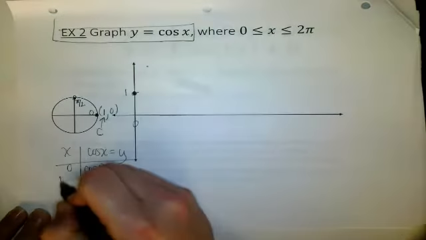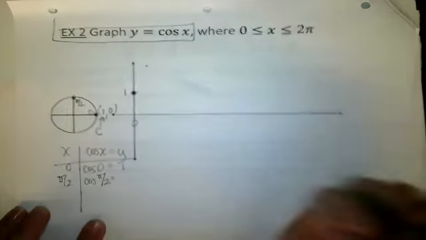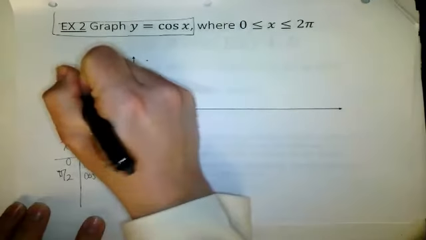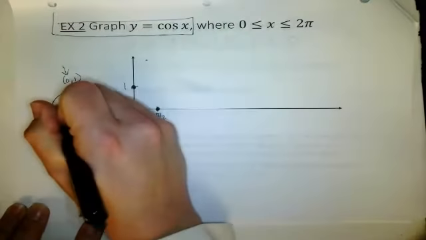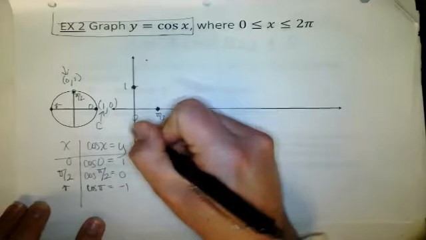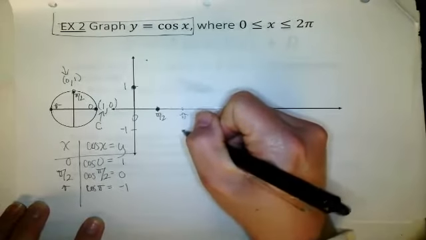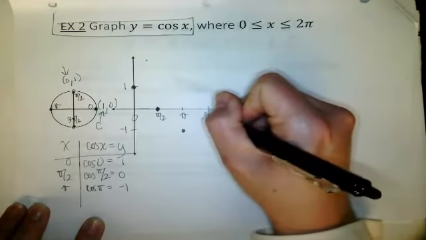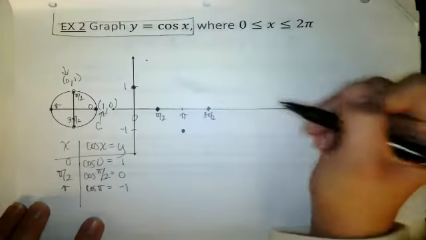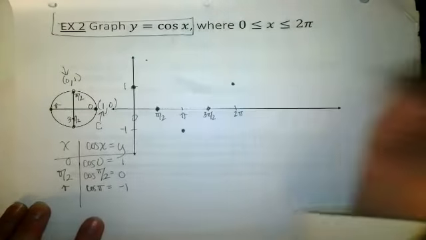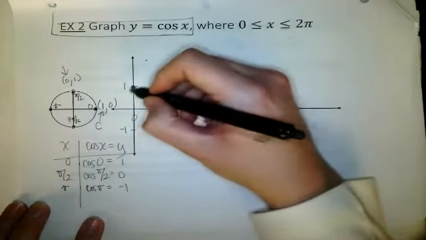Here at pi over 2, what is the cosine at pi over 2? 0. Very good. At pi radians, what is the cosine of pi? -1. So at pi, we're at -1. At 3 pi over 2, what is the cosine value? 0. And then back at 2 pi, what would the cosine value be? 1. And so this is our cosine curve.